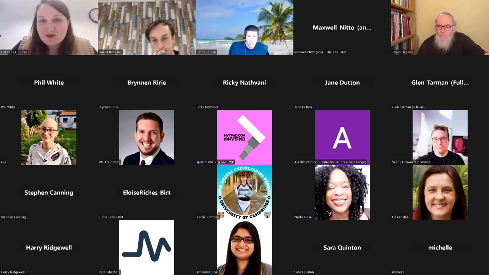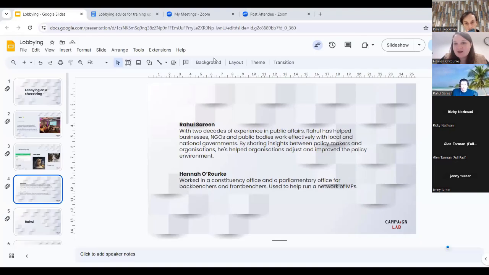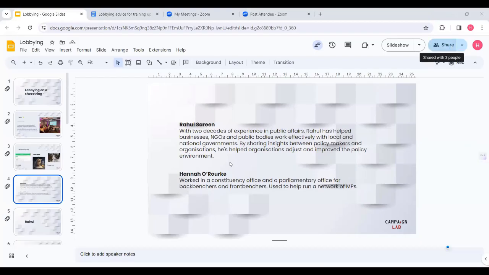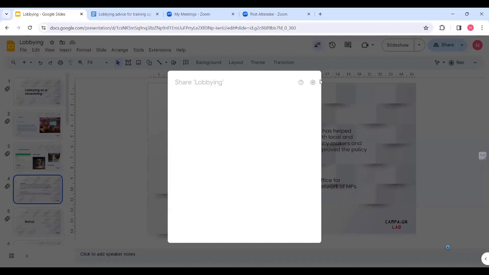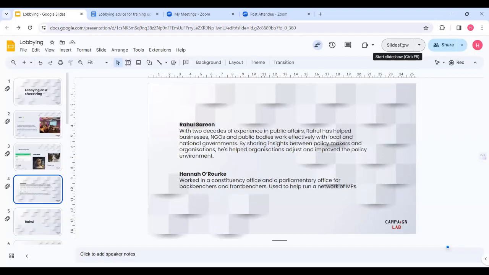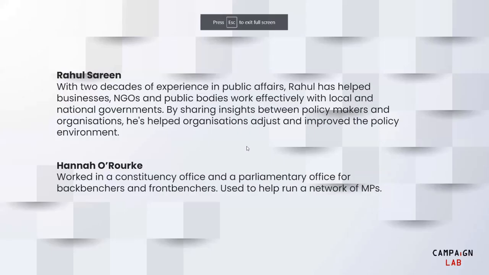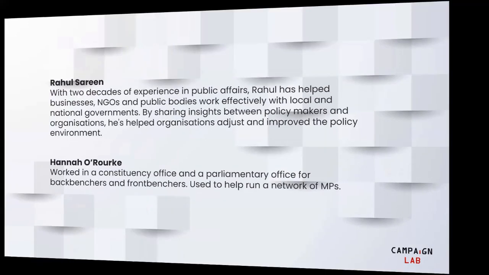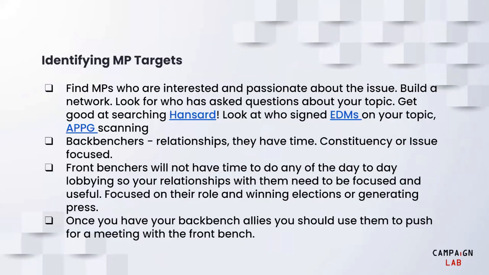So I'm just going to move on to some super practical tips, I guess. I want to present super practical tips which people can use, which is how to think very practically about what you can get out of MPs and what they can give you, and then also some practical tips on how to build the kind of pressure that Rahul was talking about, and also how to build relationships and the kind of tools that will help you do that. So first thing, I guess, is identifying MP targets.